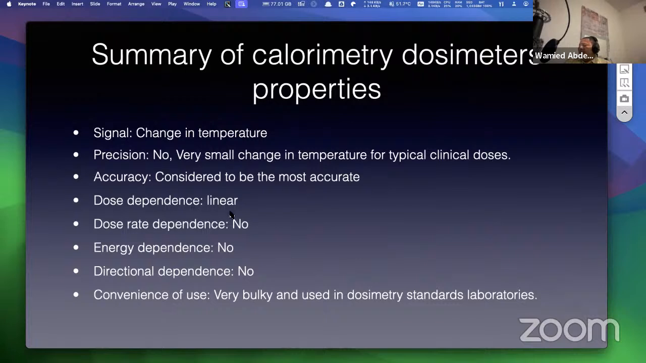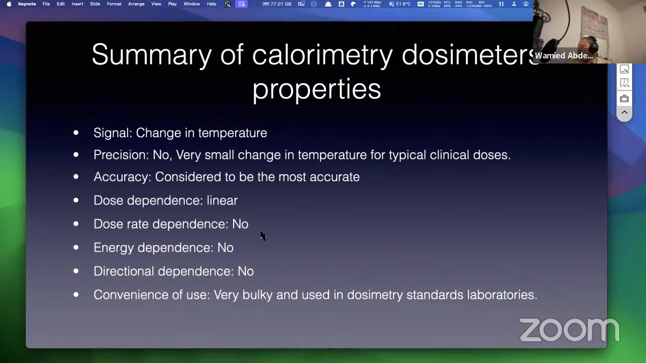Dose dependence, yes, it's linear. Dose rate dependence, it has no dose rate dependence. So it's a linear dosimeter. That is something nice. So in effect, if the change in temperature doubled, then we know the dose has doubled. That's what we mean by a linear dosimeter.